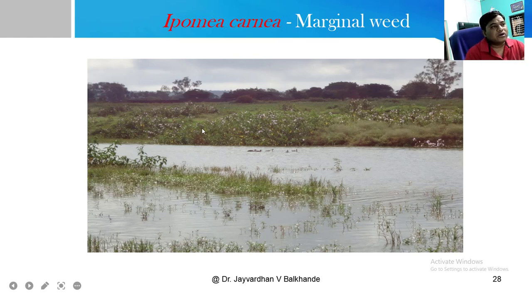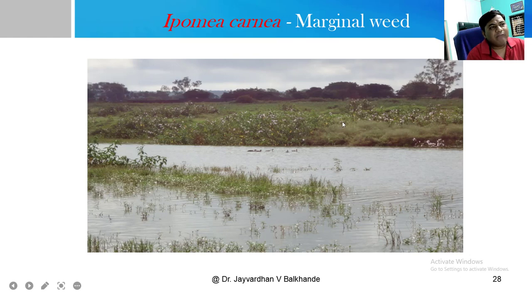So this is a picture of a water tank that I have taken. This is the Nageshwari water reservoir, Nageshwari water tank, near Aundha Nagnath. Okay, so we can see a huge number of aquatic weeds present on the bank of this water body.